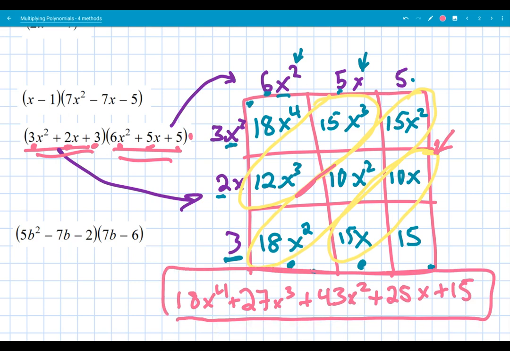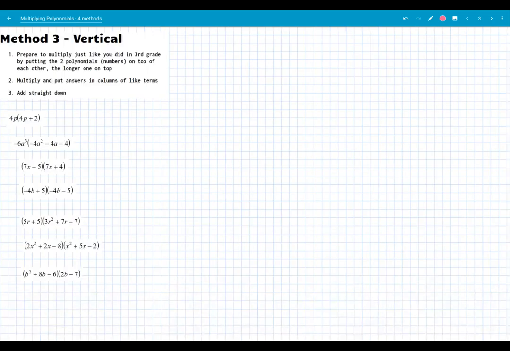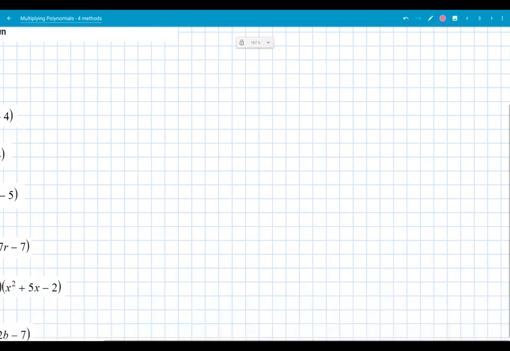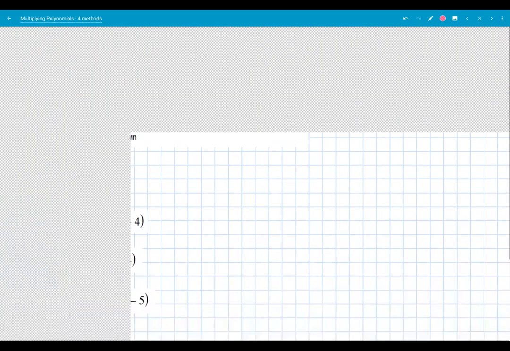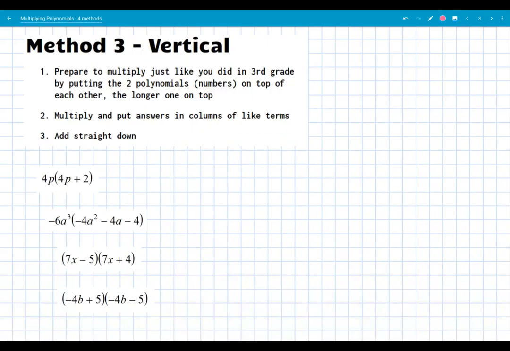So the box method can get as big as you want. That's one of the powers of it. I'm going to take just a little bit of time to show you 2 other methods briefly. And I'll tell you what they're useful for. So this method is called the vertical method. You prepare to multiply just like you did in 3rd grade by putting the two polynomials on top of each other, usually putting the longer one on top.